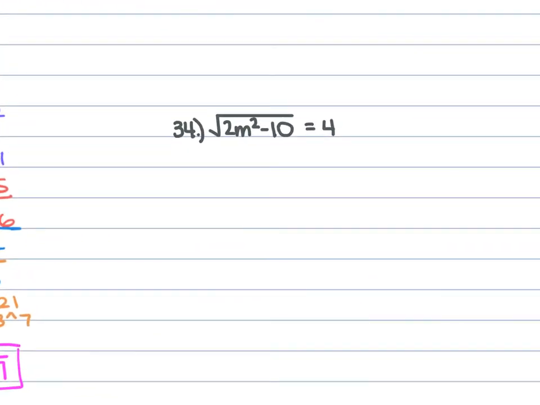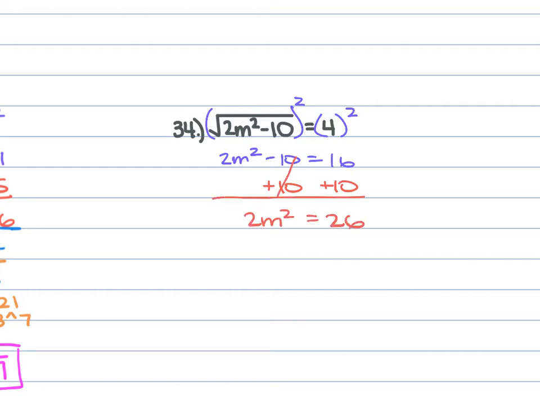For 34, we have the square root of 2m squared - 10 is equal to 4. So again, our radical is isolated already, so square both sides. So 2m squared - 10 is equal to 16. We want to move that 10 over by adding it to both sides. So we're going to get 2m squared is equal to 26. We're going to divide each side by 2 to get m squared is equal to 13. And then we're going to take the square root of both sides to get m is equal to plus or minus the square root of 13.